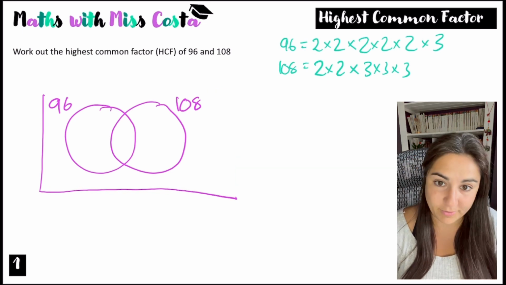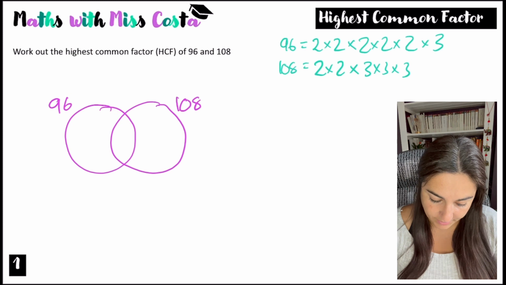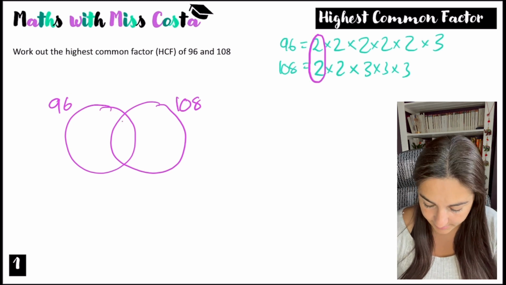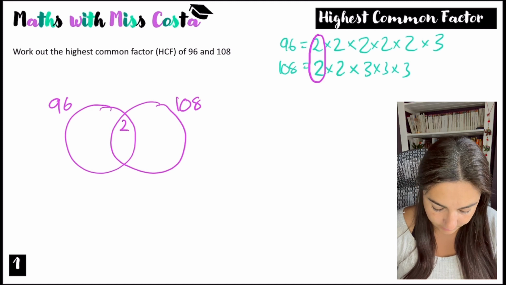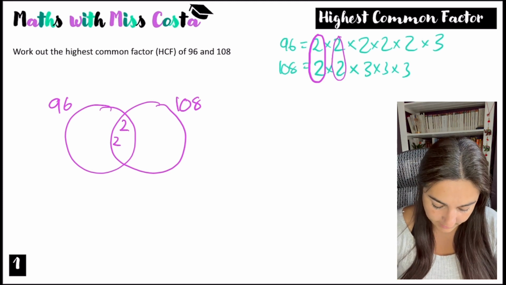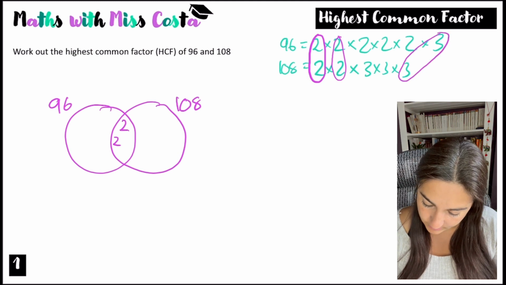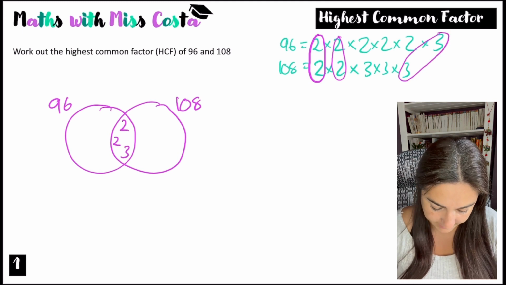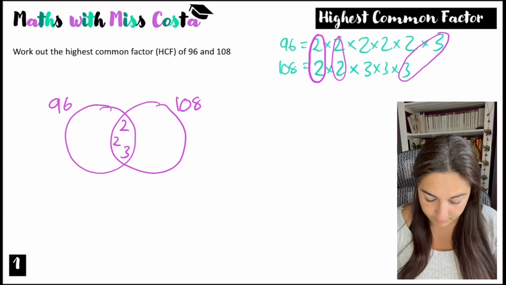Actually, I'm going to get rid of that rectangle. Okay, so what do we have that is common to 96 and 108? So you've got a 2, so I'd write 2 there. You only write it once. You've got another 2, so you write that in the middle. And then you've got 3. That isn't common. So over here we've got 2, 2, 3.